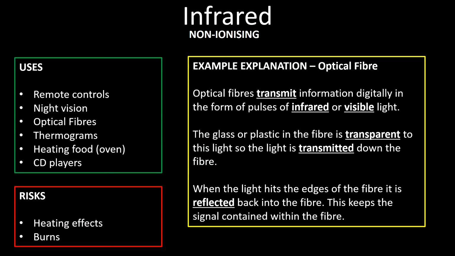Okay, so an optical fibre is one example of this, used to transmit information. Infrared or visible light can be used for optical fibres. Again, the glass and the plastic is transparent, so the light is transmitted down the fibre. The interesting thing that happens here is where the light reaches the edge of the fibre, it's reflected back into it at the boundary between the glass or plastic and the air. And that's what keeps the signal contained within the fibre. So this links to the idea of digital transmission. If you want to go and look at the digital and analogue video in P2 as well, that'll explain that in more detail.